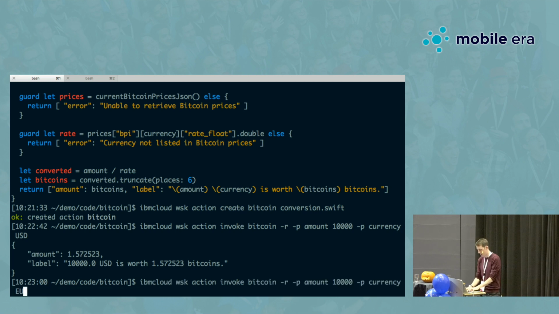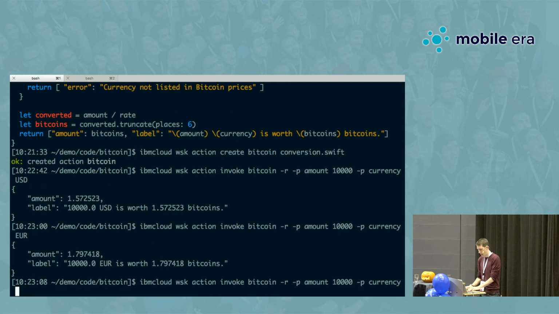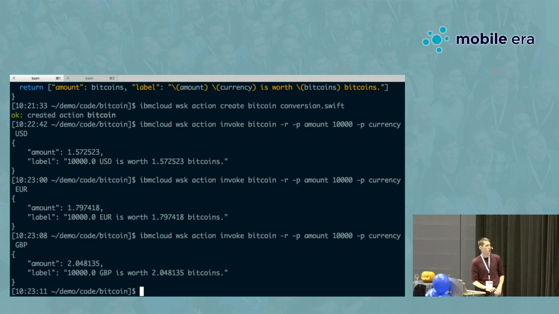And I could try it with euros and pounds, because I don't know the code for krona. And it just works. I've got a real little API running in Swift in the cloud to be able to do my real Bitcoin conversion. So cool, that was pretty quick, that was pretty fast. No servers, no VMs, none of that kind of stuff in sight.